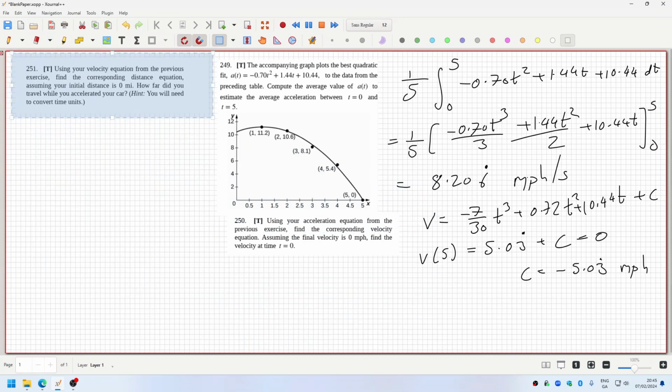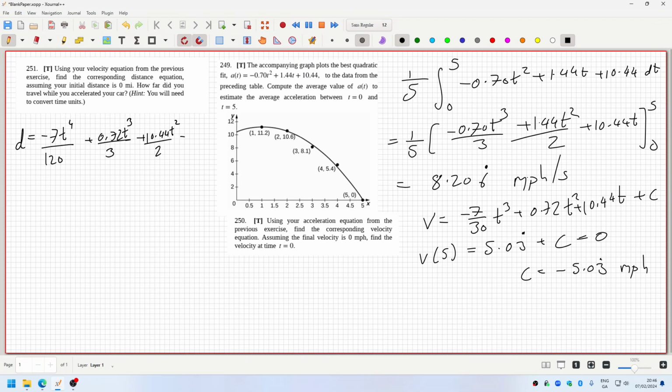Let's have a look here. Using your velocity equation of the previous exercise, find the corresponding distance equation, assuming your initial displacement, okay, distance is 0. Yeah, okay, so the distance would be the integration of this, so that would be minus 7 over 120 t to the 4 plus 0.72 t cubed over 3 plus 10.44 t squared over 2 minus 5.03 t. You'll need to convert time units.